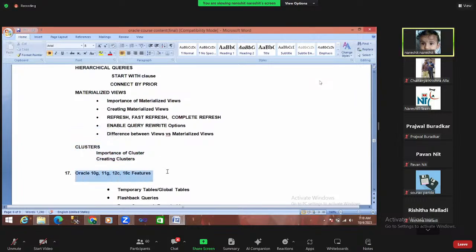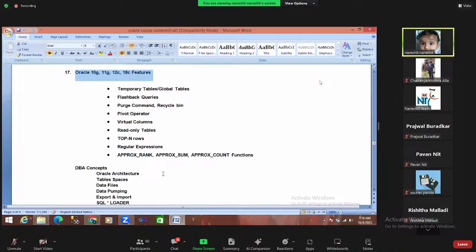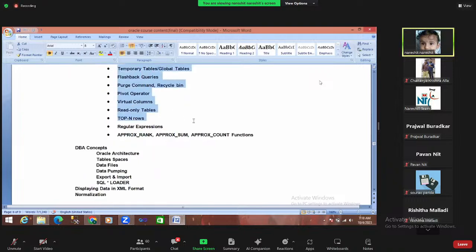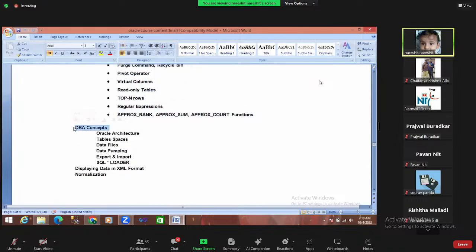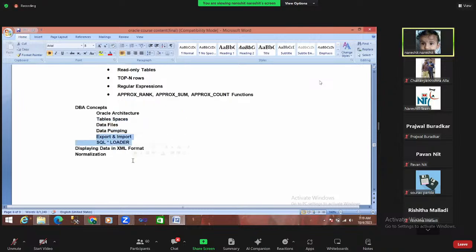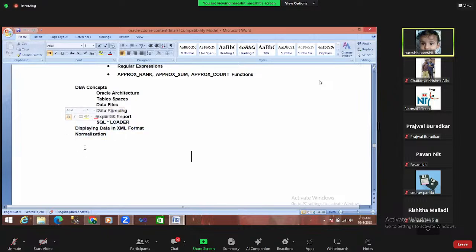And Oracle advanced features. In each and every version, some new features are added, and we'll discuss those here. After that, the DBA concepts. These DBA concepts are only for freshers, not for experienced DBAs. Okay? So Oracle architecture, how to create tablespaces, data pump, import export, and normalization. These are the total SQL topics, guys.